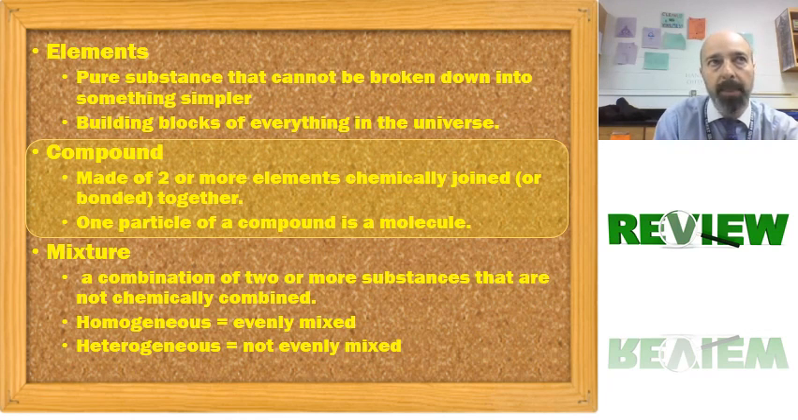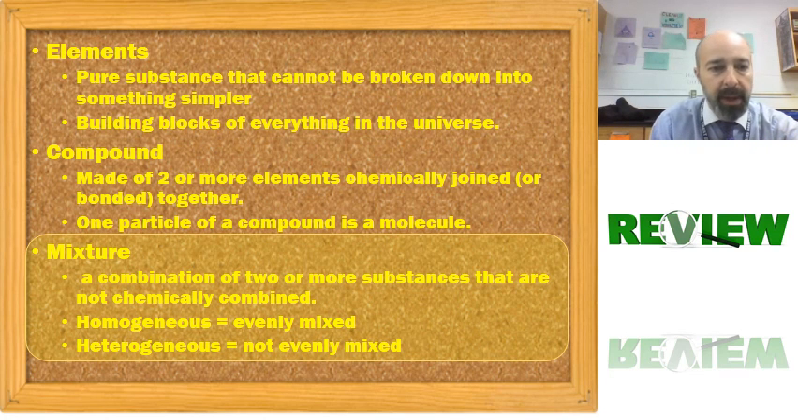Compounds then are made up of two or more different elements. So you have a lot of elements that are stuck together or chemically bonded together, and one particle of this is called a molecule. And a mixture is a combination of two or more substances that are not chemically combined together, like a pizza. You can pick the pepperonis off. We have homogeneous mixtures, which are evenly mixed, and heterogeneous mixtures, which are not evenly mixed. And we'll talk more about this in class, and I will see you then.